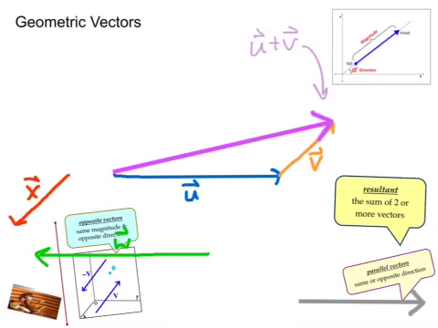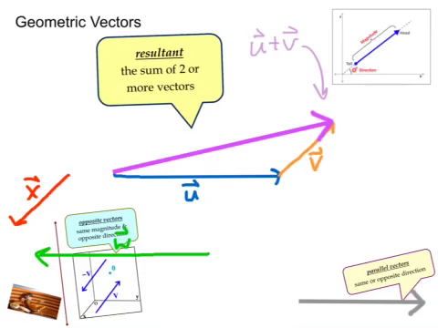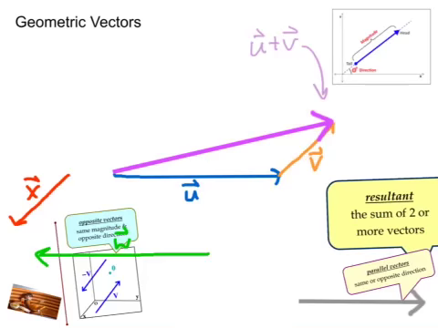Where did we start? We started over here. Where are we ending? We ended up there. It's also known as the resultant. You also might remember that as the diagonal of a parallelogram. That's true, but that's if you're only adding two vectors. You could be adding more than two vectors. But the resultant is the sum of two or more vectors.